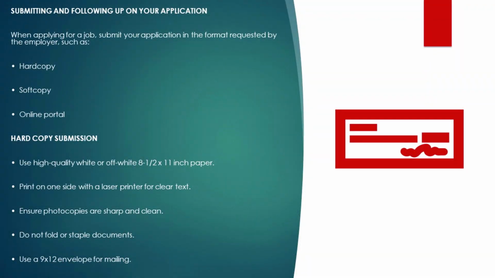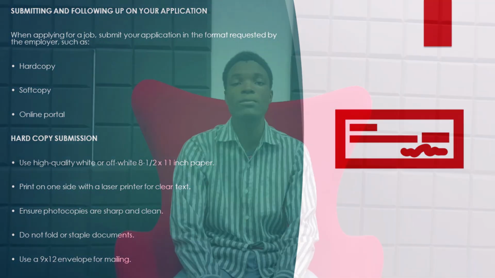So when submitting the hard copy, use high quality white or off-white 8.5 by 11-inch paper. Print on one side with a laser printer for clear text. Ensure photocopies are sharp and clean. Do not staple full documents. Use a 9x12 envelope for mailing.